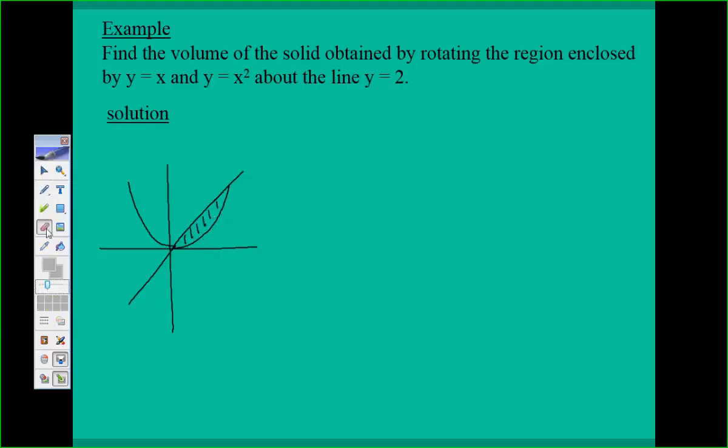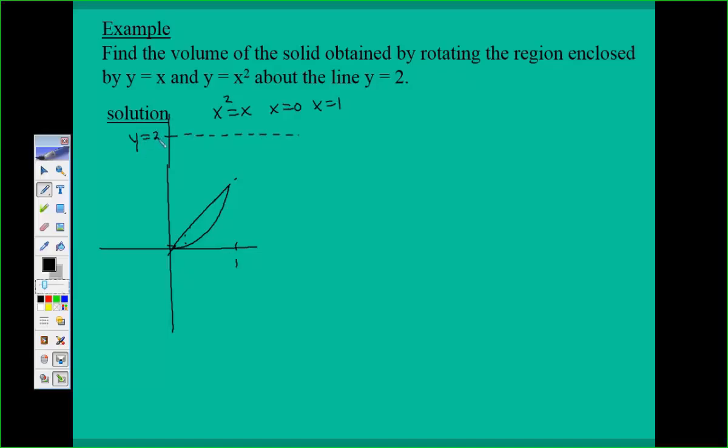So I'm going to eliminate the pieces of the graphs that are not part of that intersection. This is all we're concerned with. If we found the point of intersection, it would be x equals 0, x equals 1. And we are rotating this around y equals 2. So here's y equals 2.